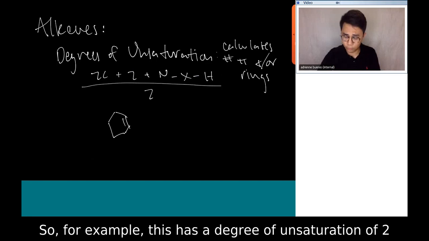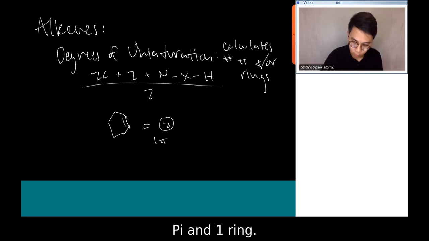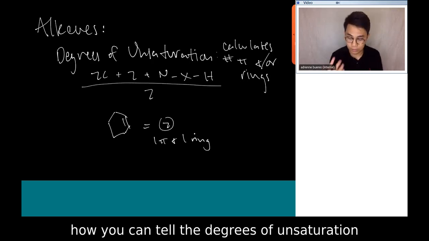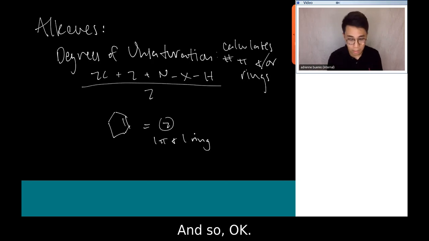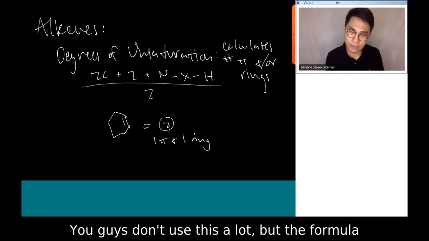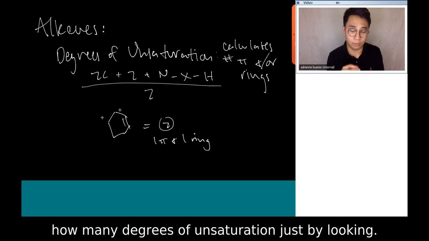So for example, this has a degree of unsaturation of 2 because it has 1 pi bond and 1 ring. That's how you can tell the degrees of unsaturation just by looking at it, without having to calculate. You guys don't use the formula a lot, but it's good to know how many degrees of unsaturation there are just by looking.